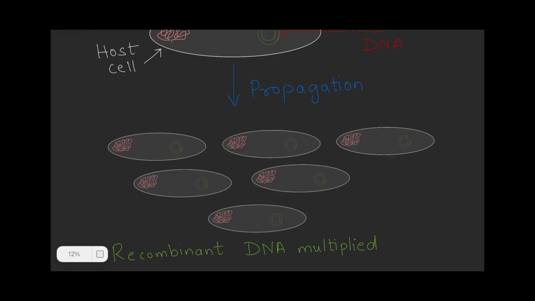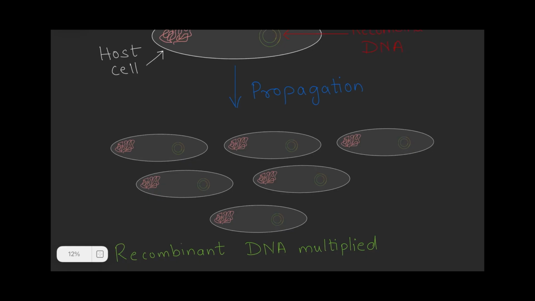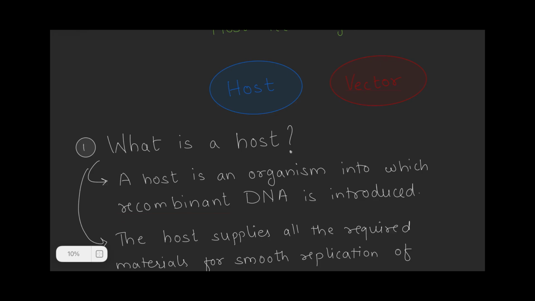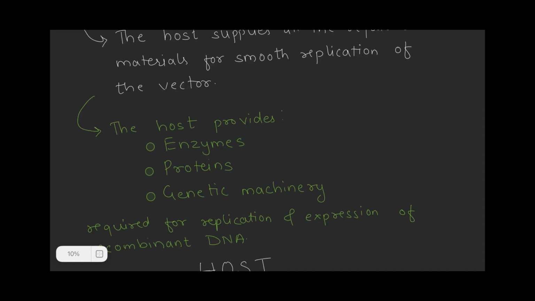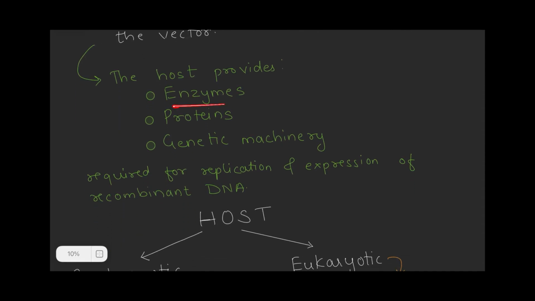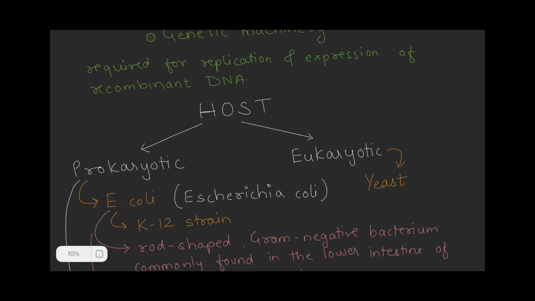Now, here is something very important. Recombinant DNA technology is also called a two key component system because without these two, it cannot work. The two components are the host and the vector. So, what is a host? A host is an organism into which recombinant DNA is introduced. The host supplies all the required materials for smooth replication of vector. Now pay attention to this. The host provides enzymes, proteins, and genetic machinery required for replication and expression of the recombinant DNA. Without the host, the recombinant DNA cannot function.